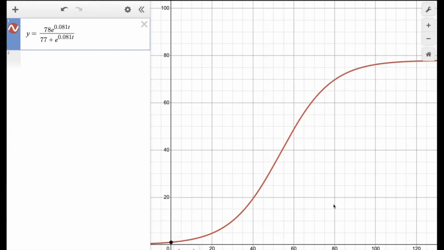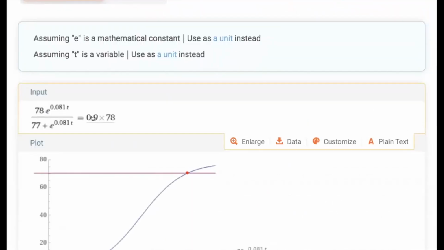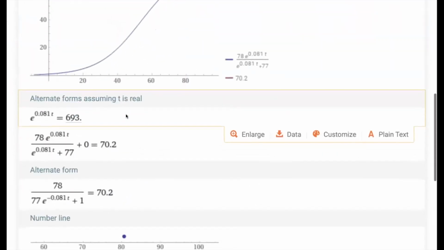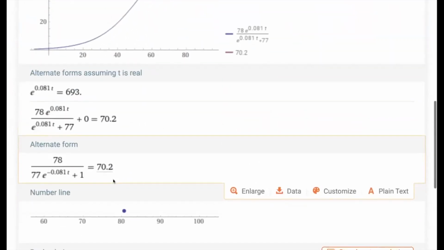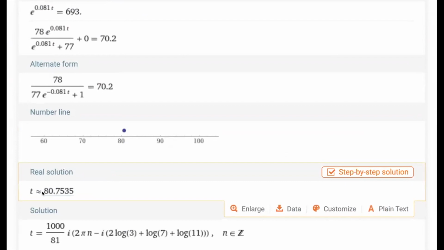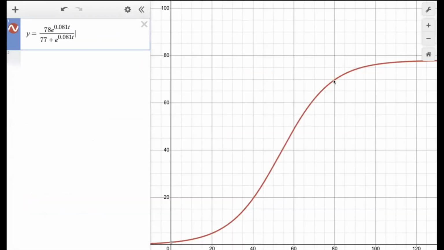And we could then solve for when this is equal to 90% of 78, for example. That was the second part of the problem. So that's just solving for when the output is 90% of 78. You can do this algebraically in a similar way to what we've been doing. And it looks like it happens after about 81 days. And indeed, at 81 days, it looks like we're about 90% there.